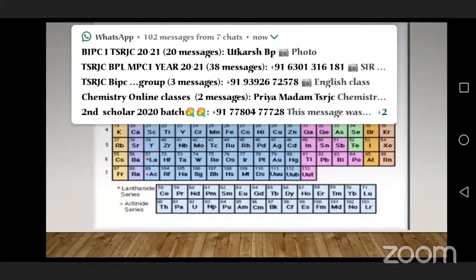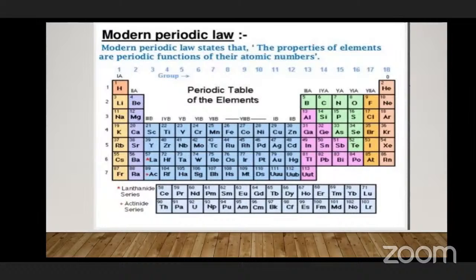What is the definition of transition elements? Why are we calling them transition and inner transition elements? Let us discuss it later.